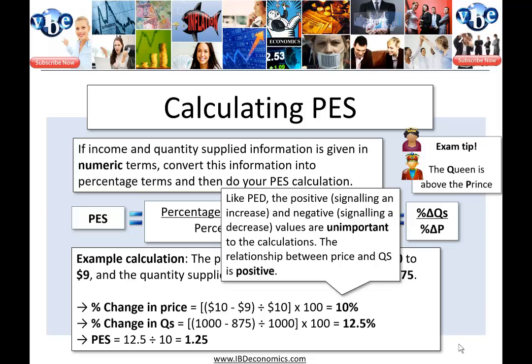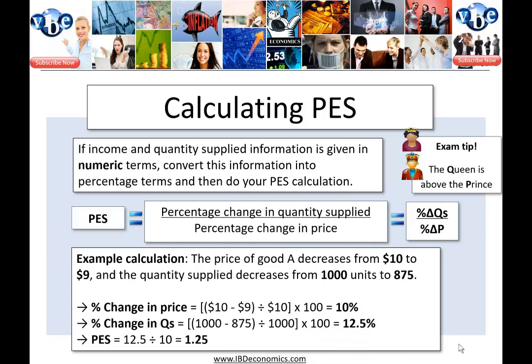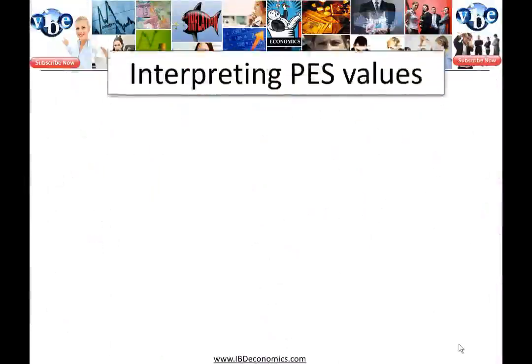And just like price elasticity of demand, positive signaling an increase and negative signaling a decrease are not important here. We can forget about them in the calculations. That's because the relationship between price and quantity supplied is positive, and we'll always end up with a positive number no matter what, unless we're defying the law of supply. And we wouldn't want to be doing that.